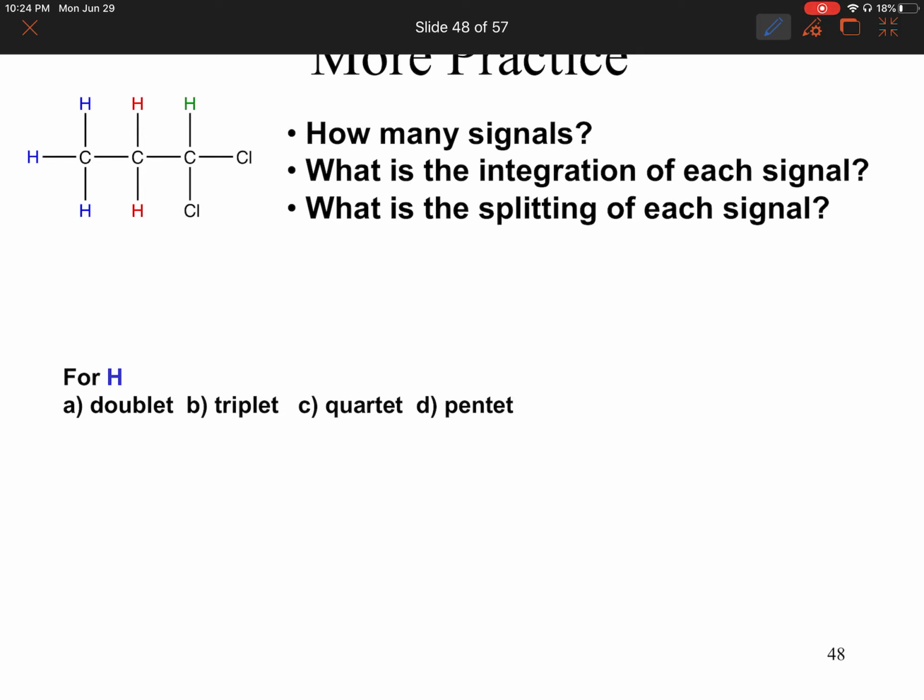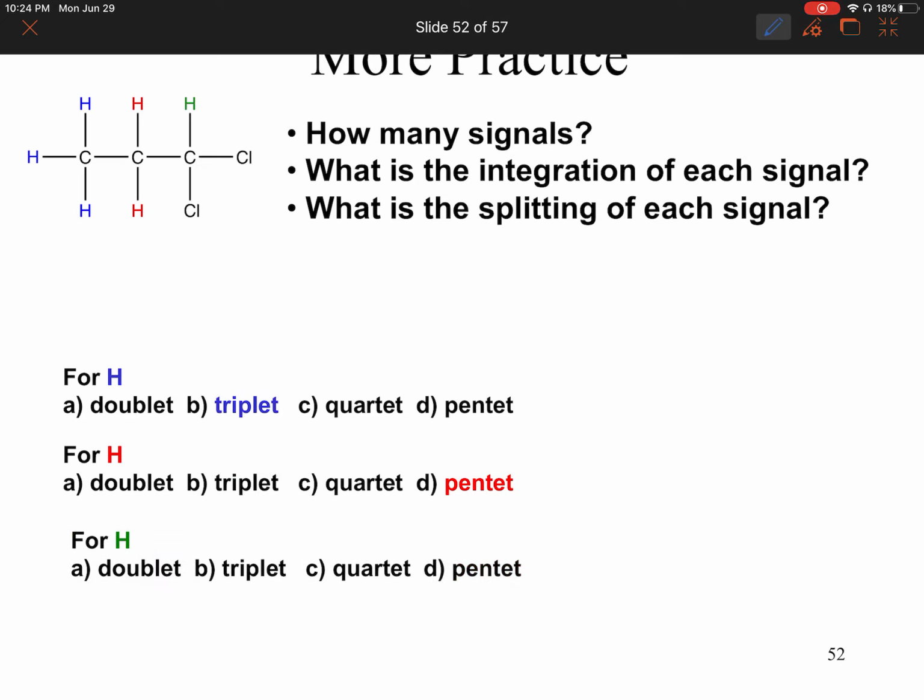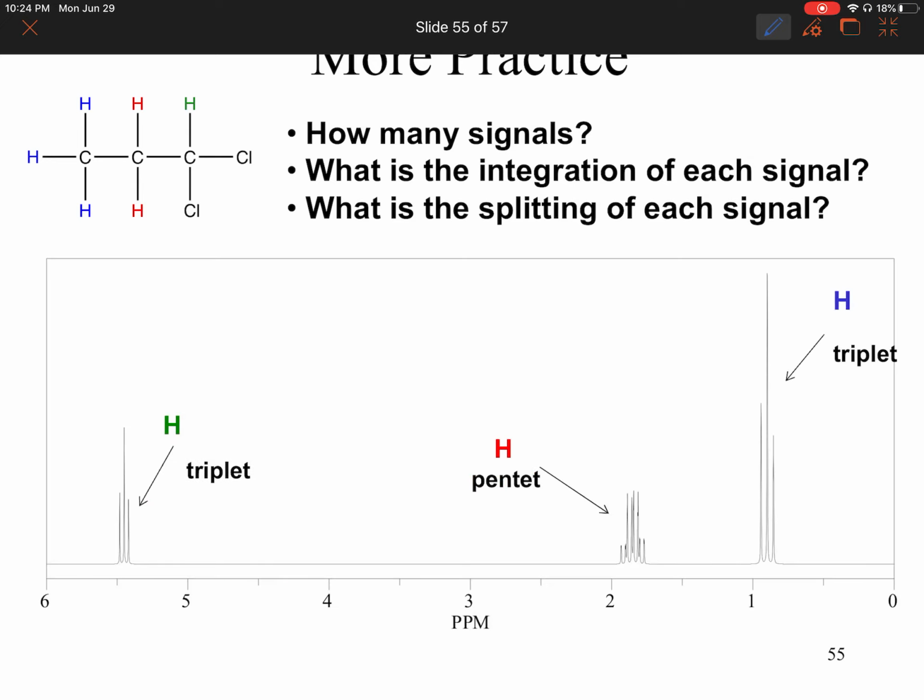What would be the signal of the blue hydrogen? Good. Hopefully you realize that this is a triplet, right? Let's keep going. The red hydrogen. Hopefully you realize that this is a pentet. Good. And the green hydrogen. All right. Hopefully you realize that that's a triplet. Good. All right. Now, so if we look at this again, that's what we see.